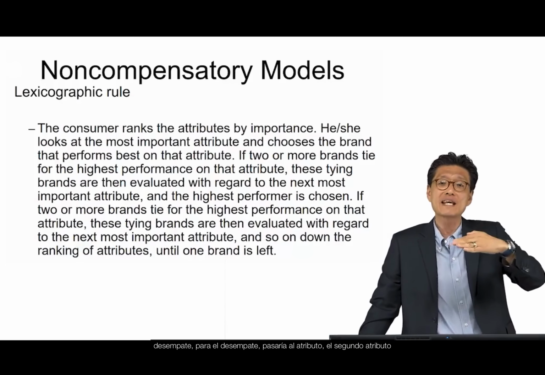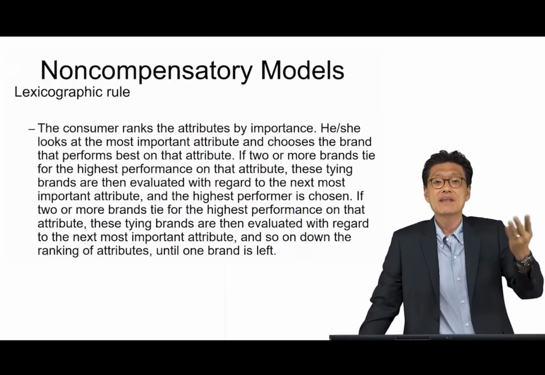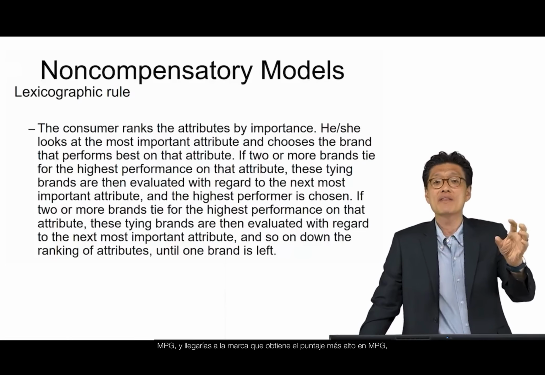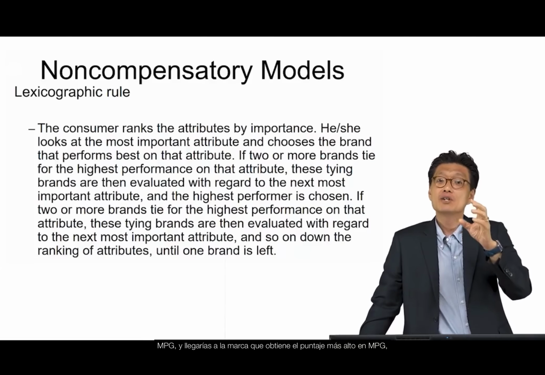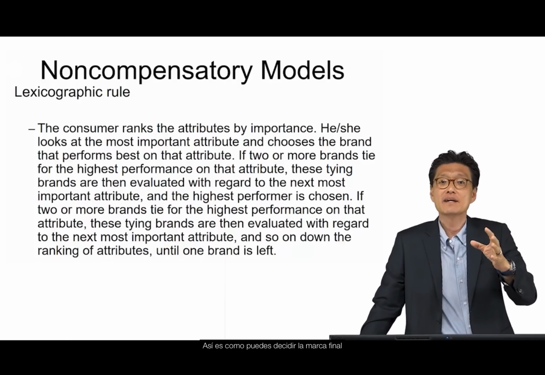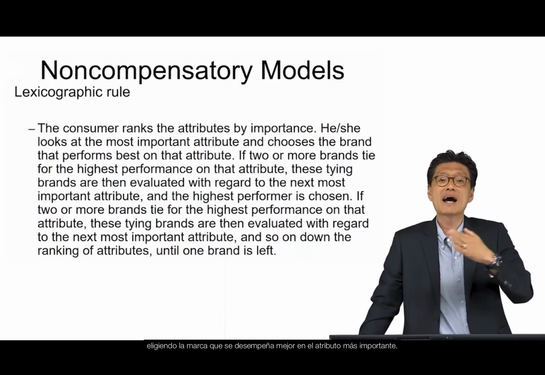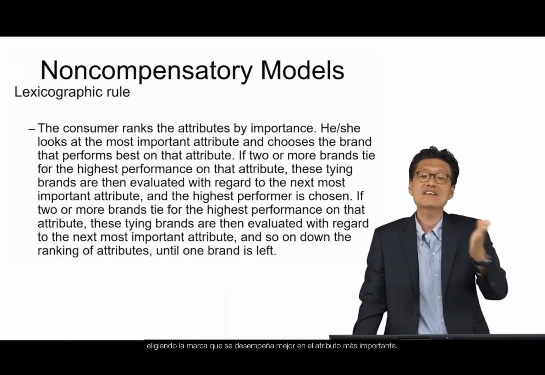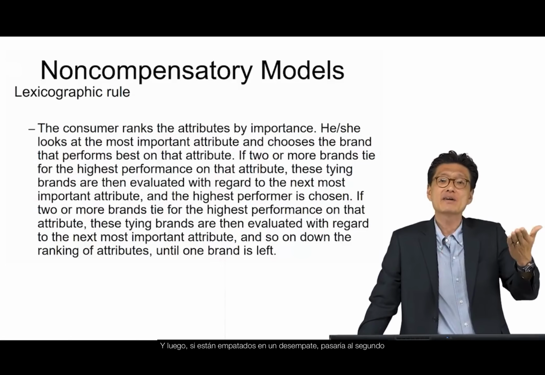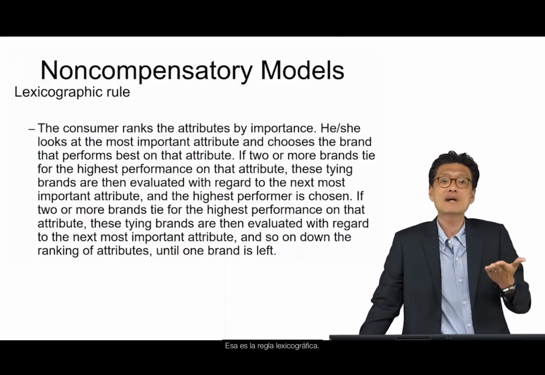case would be warranty. But if there's a tie between two brands on the warranty, then for the tiebreaker, you would go on to the second most important attribute, let's say MPG, miles per gallon. Then you would compare the two brands that had a tie, and you would arrive at the brand that scores the highest on MPG. Right? So that's how you decide on the final brand, by choosing the brand that performs the best on the most important attribute, and then if they're tied, for a tiebreaker you would move on to the second most important attribute, and so on. So that's the lexicographic rule.